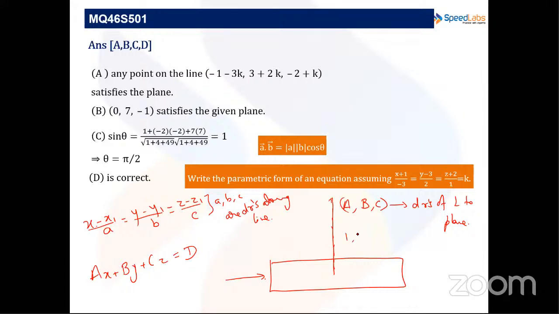Perpendicular to the plane is having the direction ratios 1, minus 2 and 7, and the line is also having the direction ratios 1, minus 2, 7. So the perpendicular to the plane and the line are having the same direction ratios, hence we can say that the plane is perpendicular to the line. Now moving to the next question.